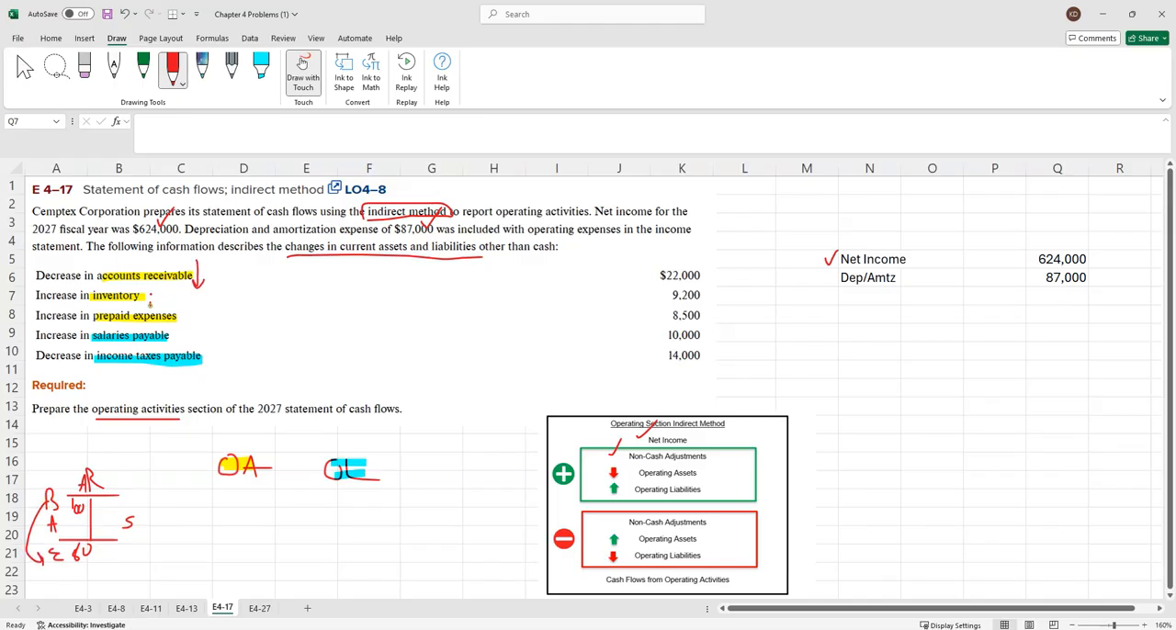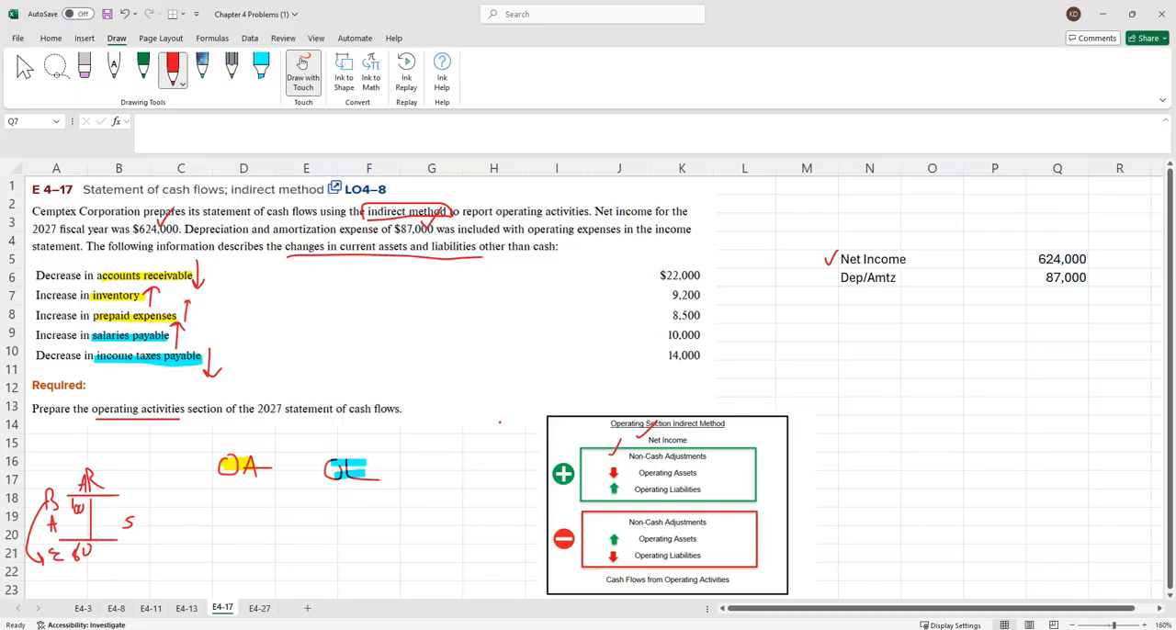For inventory, we went up. For prepaid expenses, we went up. For salaries payable, we went up. For income taxes payable, we went down. So it's like down, up, up, up, down. It's almost like the Konami code, if you know retro video games. But now we have our little cheat sheet to help us.